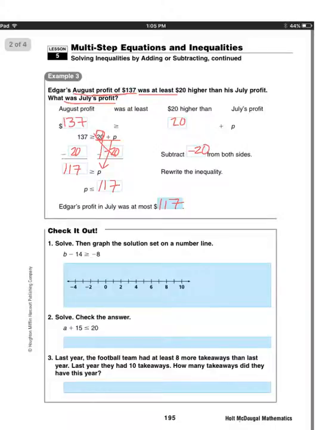Go through and do your check it out and see what you can come up with.